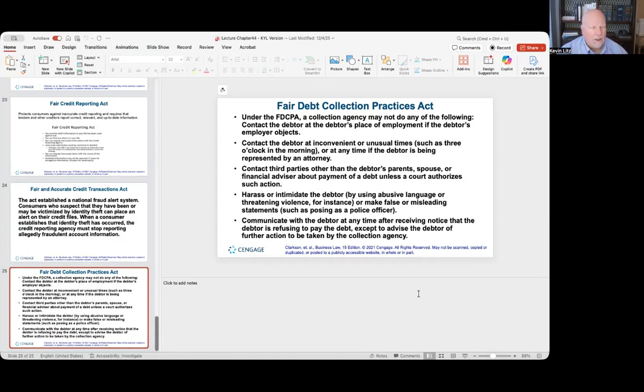You're not allowed to be contacted at your place of employment. Unusual or inconvenient times, 3 a.m. That used to be a common practice. Call and wake you up all night. You got to pay this debt. Contact persons other than the debtor. Hey, your son is a no good so-and-so. He's not paying his debt. Where does he live? Harass or intimidate you, or communicate with you after you have said you refuse to pay the debt. Now they can get a judgment against you, but they should stop communications after that.